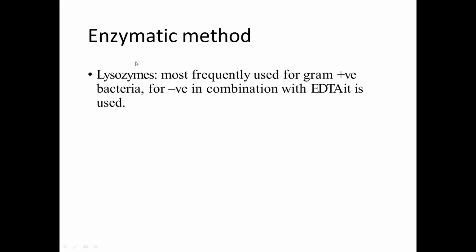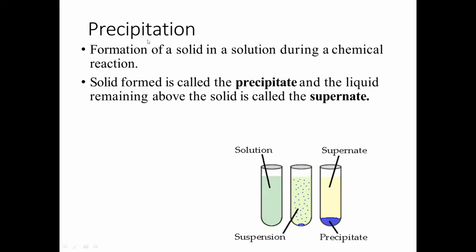Then enzymatic method, lysozymes. Lysozymes are enzymes which are used to break the cell wall. Okay, most frequently used for gram-positive bacteria. For gram-negative, it is used in combination with EDTA. EDTA is a cofactor, ethylenediaminetetraacetic acid. It is used. Then precipitation.